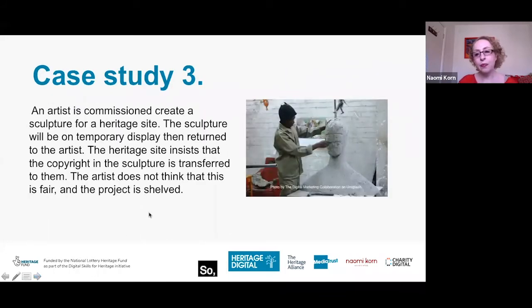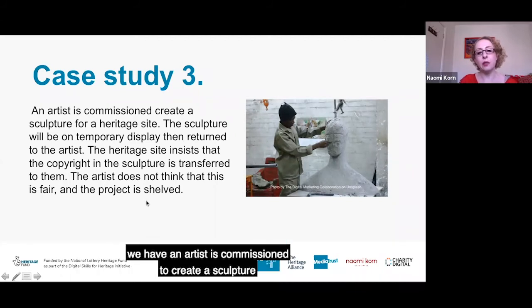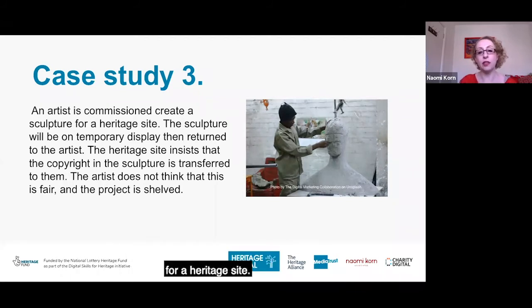Okay, so a really important additional concept to float into our conversation today is when we work with commissioned artists. In this particular case study, we have an artist who's commissioned to create a sculpture for a heritage site. The sculpture will be on temporary display, then returned to the artist. The heritage site insists that the copyright in the sculpture is transferred to them. The artist does not think that this is fair and the project is shelved.